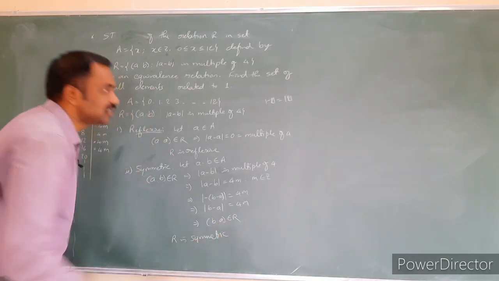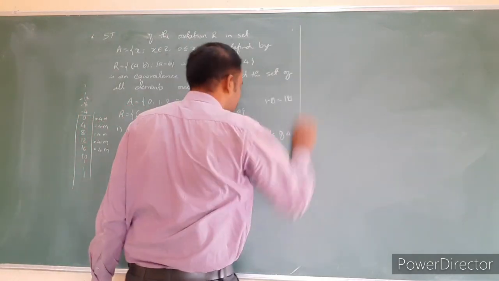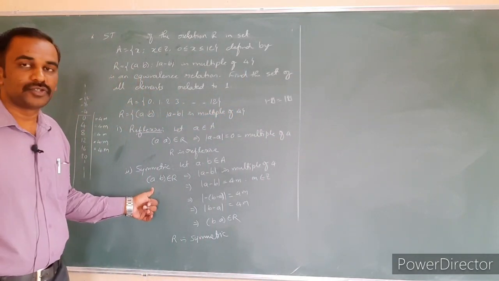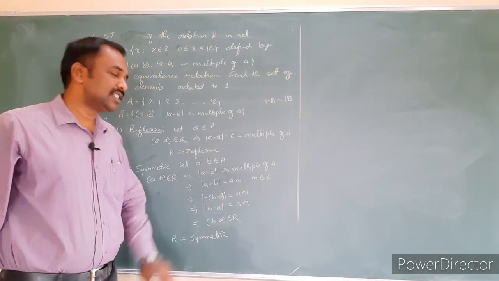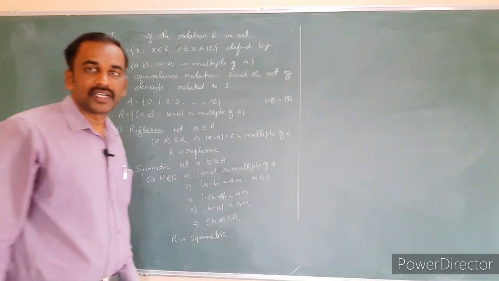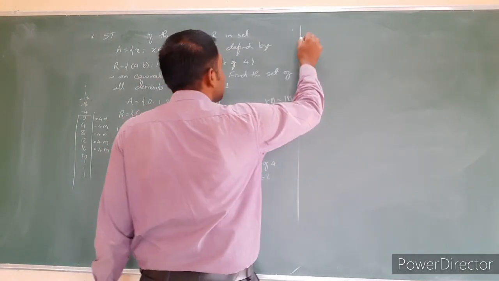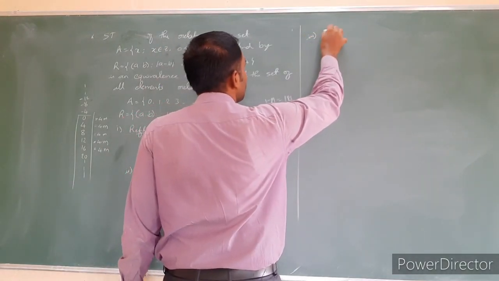Therefore R is a symmetric relation. We have chosen (a, b) and verified that (b, a) is also present in the relation. Now let's go to the next point. What is the next point? That is the third case, transitive.